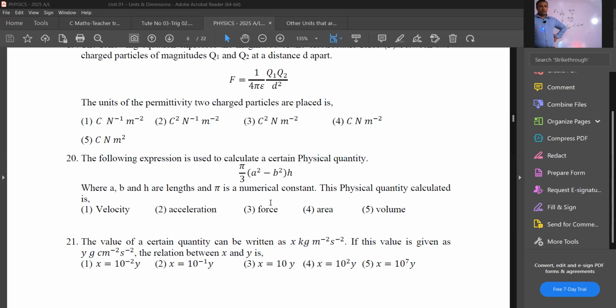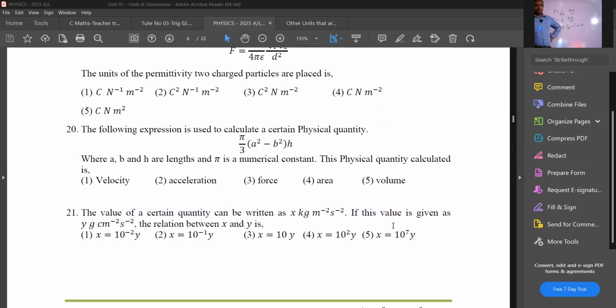A and B all are lengths. So what is the answer? Volume. It is option 5, because this is a squared into h, which means length cubed, that means volume. Okay.